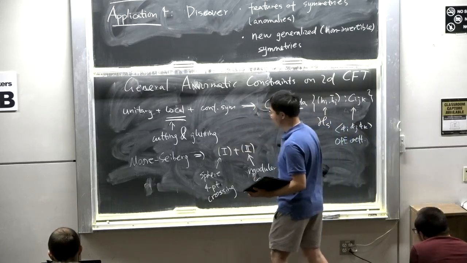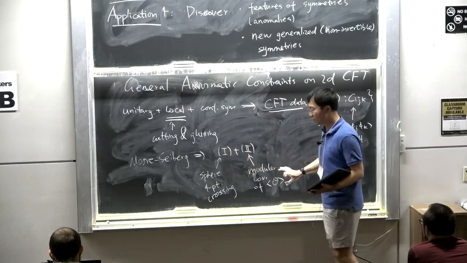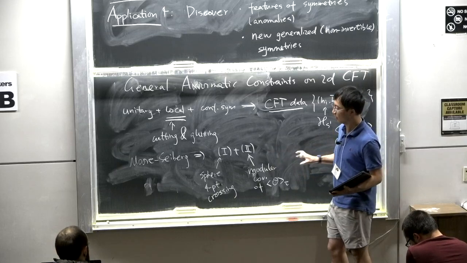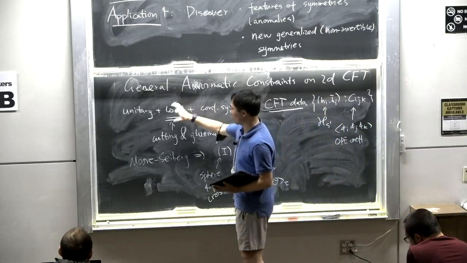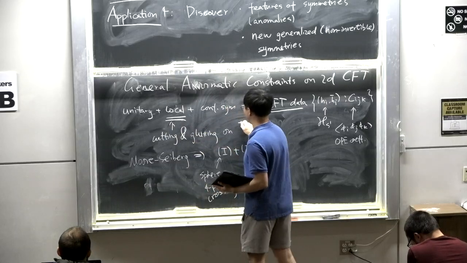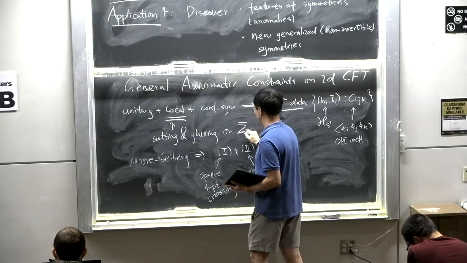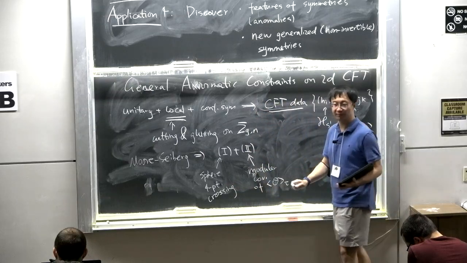But the key point is that these 2 sets of conditions, which are very restrictive, are non-trivially sufficient to ensure this locality property on an arbitrary Riemann surface of genus G with n operator insertions.